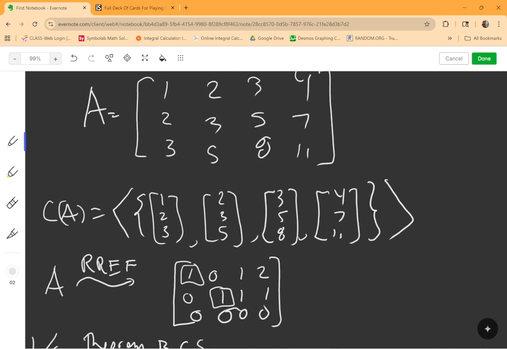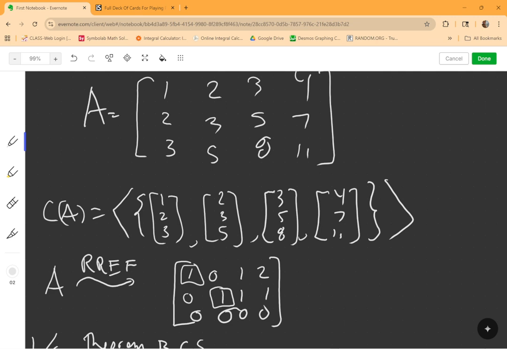A, reduce it to row echelon form, and then from there, I notice I have 2 pivot columns, all right? So what that's telling me is that in that set for the column space of A, I can rewrite it by choosing the first 2 vectors of the original matrix.